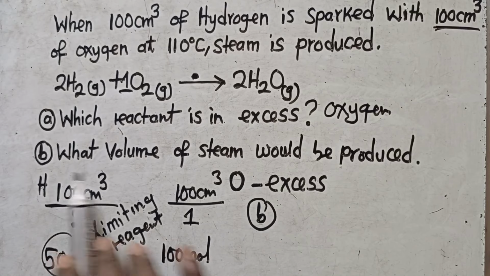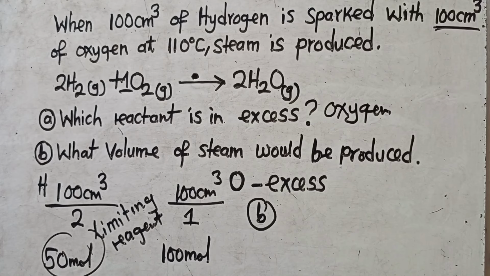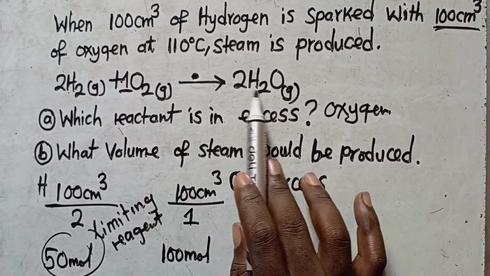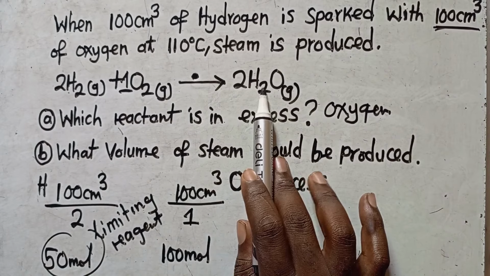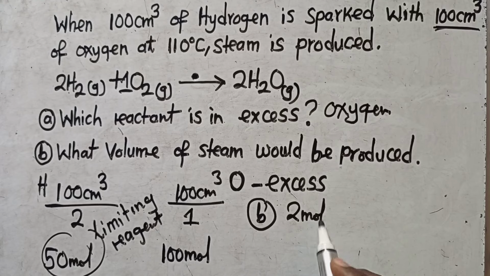What volume of steam would be produced? We want to find the volume of steam that will be produced. How can we answer this wonderful question? Obviously, you are going to equate the two, this one to that one. So we equate the two. I will say 2 moles of what? I'm using the limiting reagent.